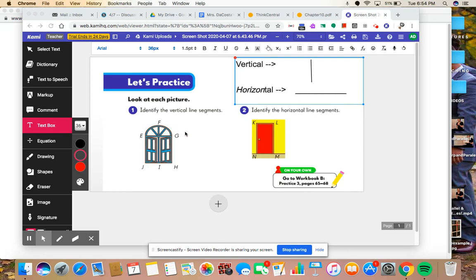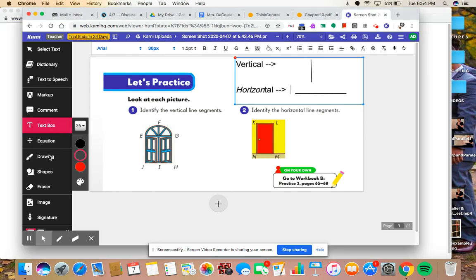Before you start on your work, I wanted to look at let's practice. This comes right from your textbook. It says, look at each picture, identify the vertical line segments. So we are looking for line segments that go up and down. I wouldn't even be looking across. I'm only going to look at lines that go up and down, and we are looking for lines that have names.